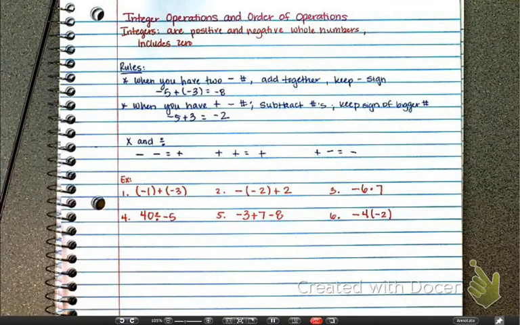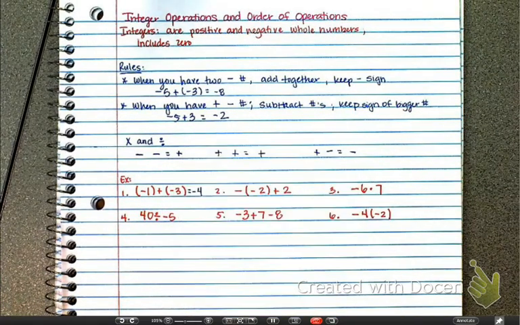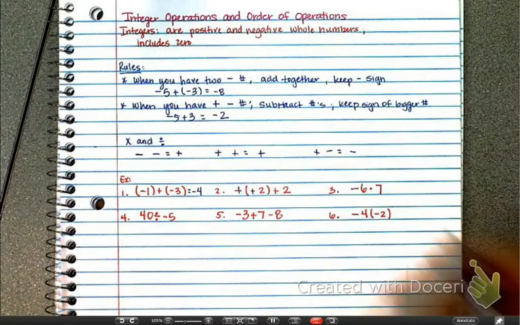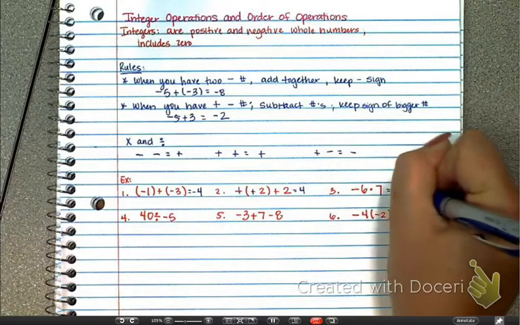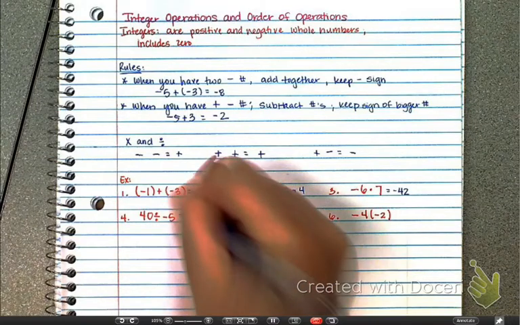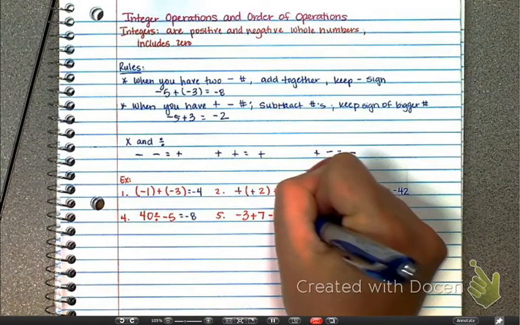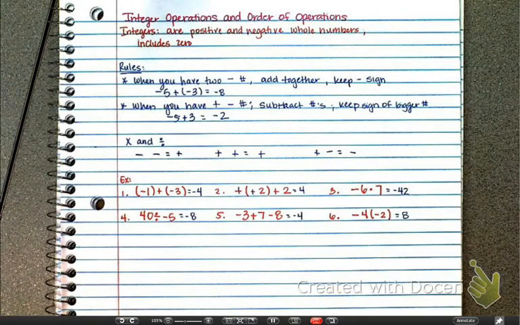Let's see how we did. -1 plus a -3 should have given you -4. 2 negatives next to each other make a positive, so 2 plus 2 gives me a +4. -6 times 7, -42. 40 divided by -5. Good. -3 plus 7 is 4. 4 minus 8. Good. And -4 times -2 is a +8. So if we have those questions on a test, we're good?